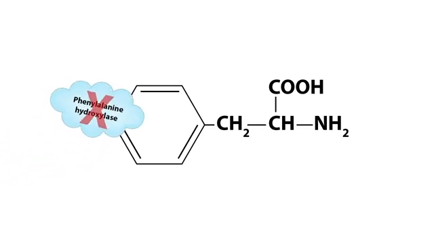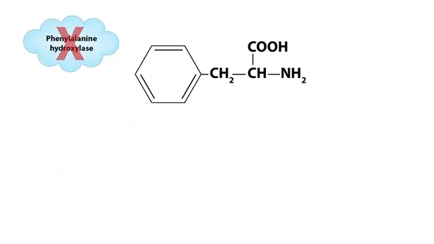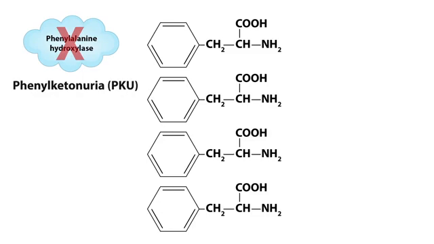Now, what happens if you're deficient in phenylalanine hydroxylase? Well, the phenylalanine builds up and leads to phenylketonuria, or PKU. So phenylalanine hydroxylase is an important enzyme to know.